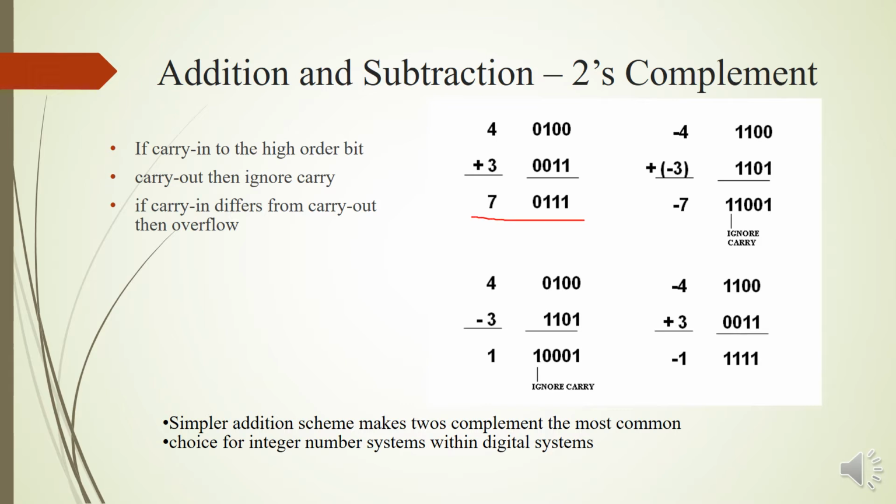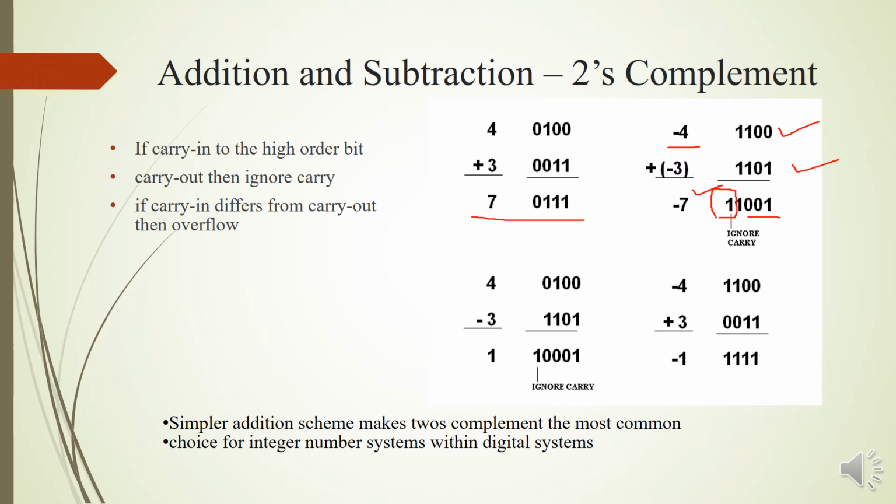Now consider another number, minus 4. The minus 4 is represented in 2's complement as 1100 and minus 3 is represented in 2's complement as 1101. Now adding these numbers, we are going to get a carry. The carry has to be ignored, and whatever the remaining 4 bits are, that will be the final sum. 1001 in 2's complement is equal to minus 7. So addition of minus 4 and minus 3 gives you the sum minus 7.